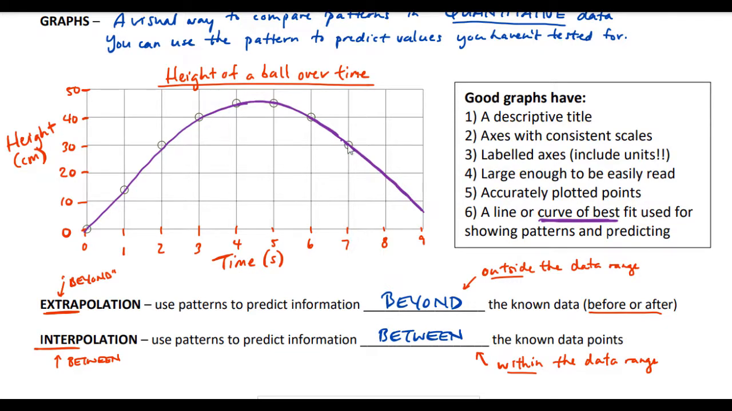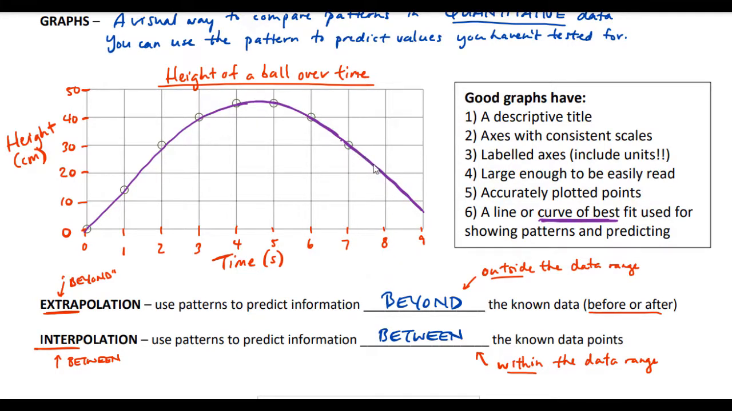So at 7 seconds, for sure it was at 30 centimeters. I can read that right off my graph. But at 8 seconds, I can guess it was just below 20. 20 would be right there. So maybe let's say 18 or 19 centimeters. I'd have to guess, but I try to be as accurate as possible. For sure, it's not 20. 20 is too high, so I'd have to say 18 or 19 at 8 seconds.